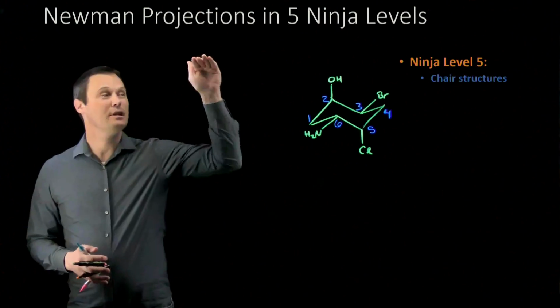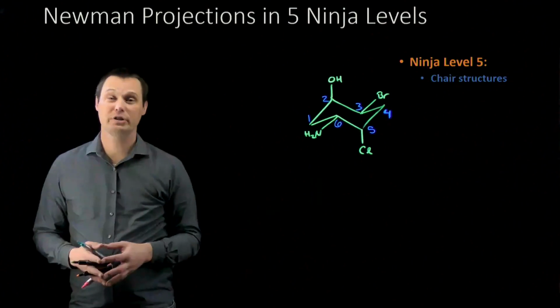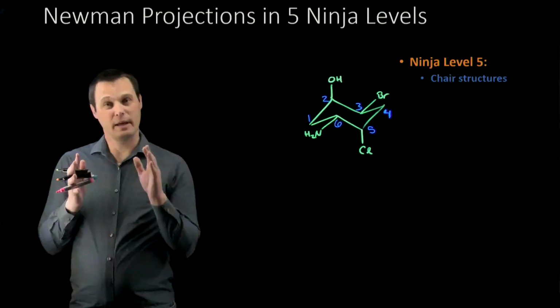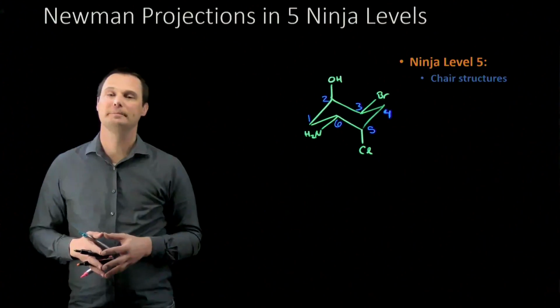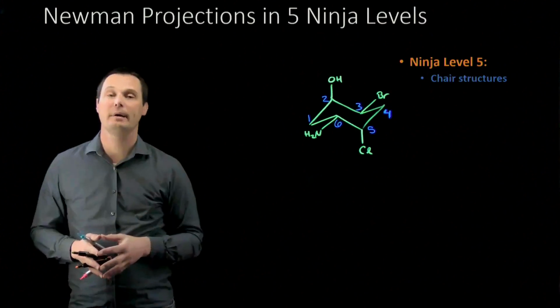All right, let's do it. Ninja level 5 is looking at a Newman projection of a chair structure. How do we look at a Newman projection of a chair structure? Actually, we're looking at two Newman projections for a chair structure. We're going to pick two bonds on opposite sides of the chair, and we're going to sight down both of those parallel bonds at the same time.